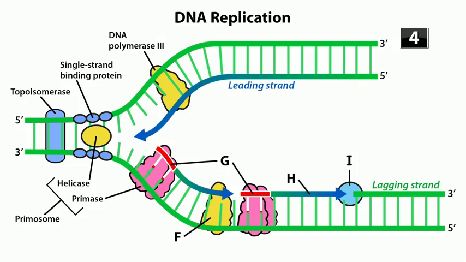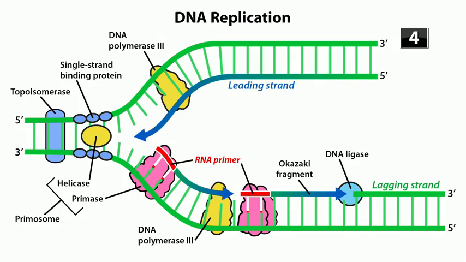E is DNA polymerase III on the leading strand. Then F is also DNA polymerase III on the lagging strand. And again, in prokaryotes, the same type of polymerase, DNA polymerase III, builds both the leading strand and the lagging strand. And then G is the RNA primer on the lagging strand, which is made by primase. H is an Okazaki fragment, and I is DNA ligase.